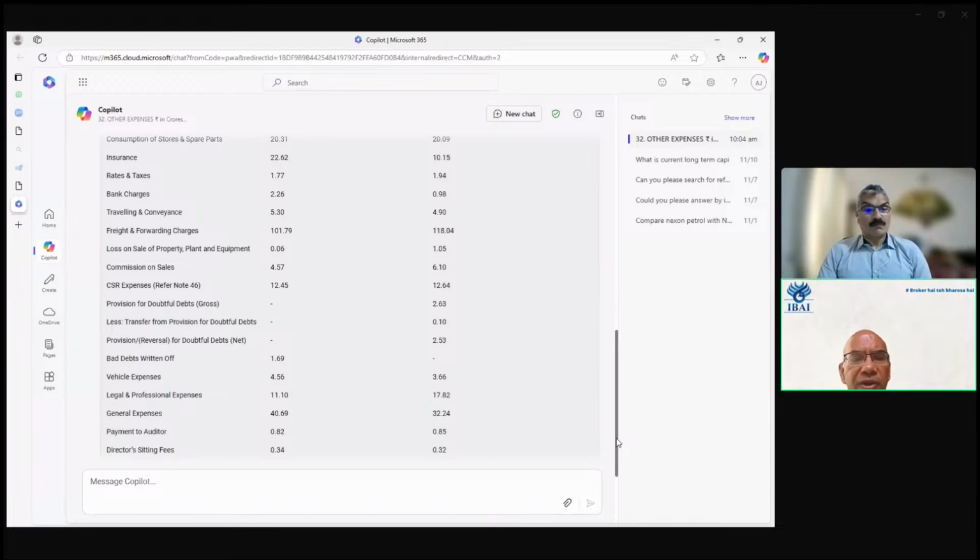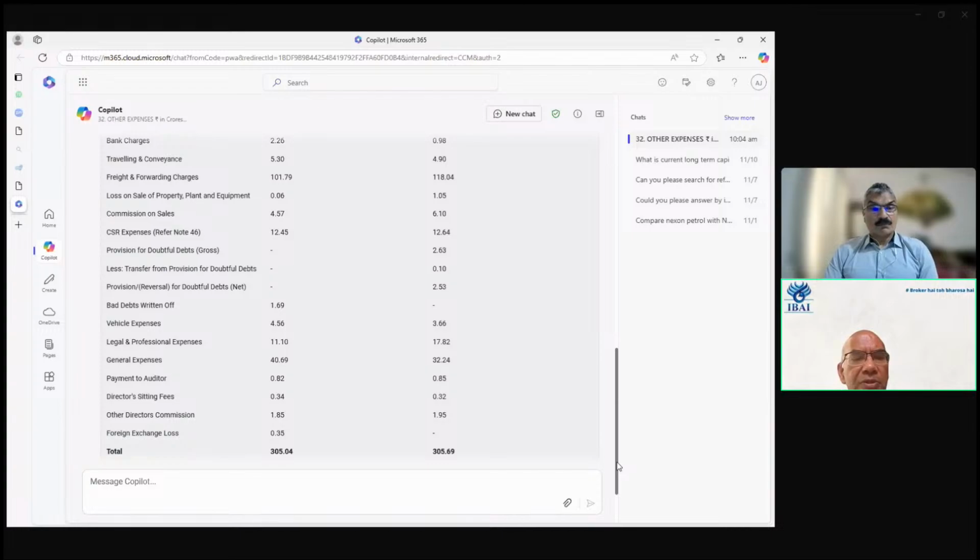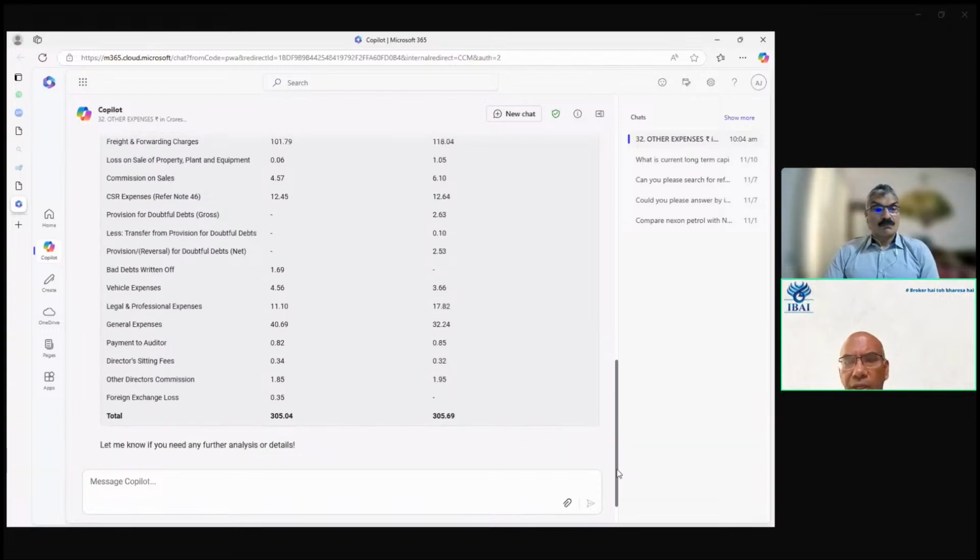Auditor, director sitting fee, I already discussed. These are fixed costs. Other director commission, though denominated again as a percentage of profit, like CSR, you should consider it as fixed cost. And foreign exchange loss, it's a financial transaction. So you consider this as a fixed cost in this case.